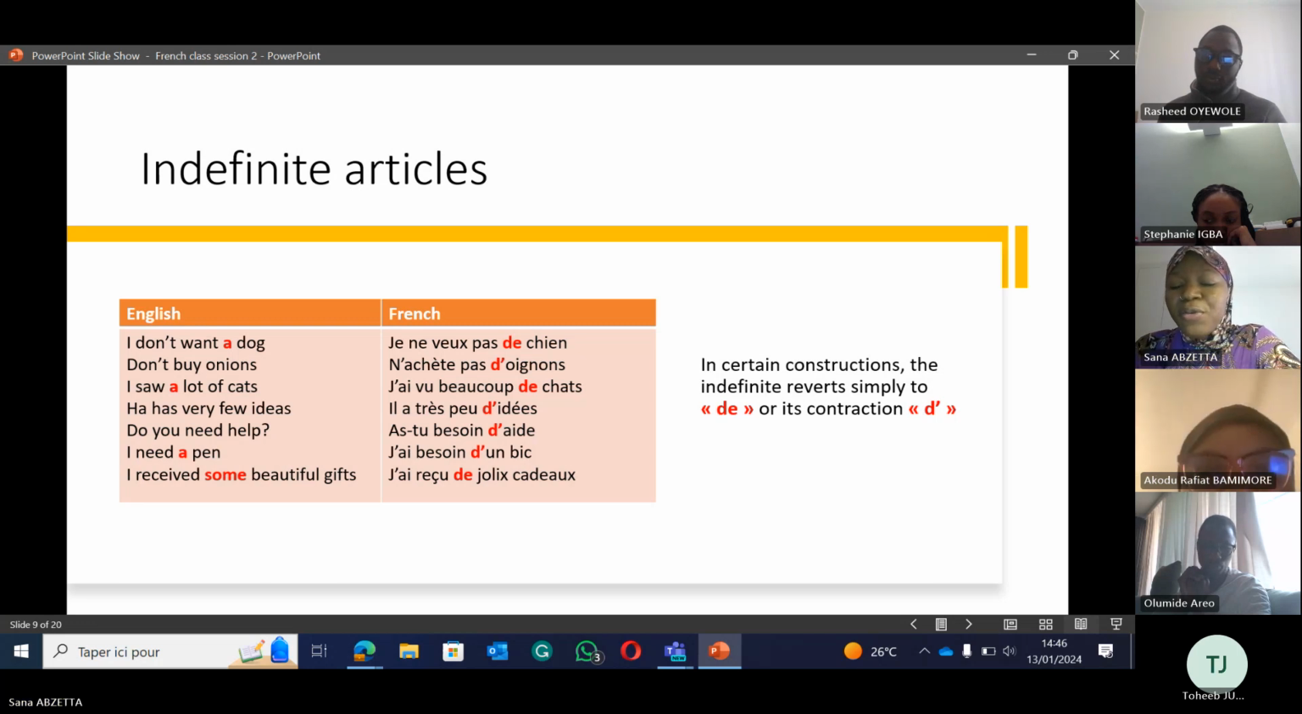And also, there is one way to know if you want to talk about your needs. If you need something, for example, if you want to say, I need a pen, you cannot say, j'ai besoin un bic. A is just un, but you need to add the d. You will say, j'ai besoin d'un bic.